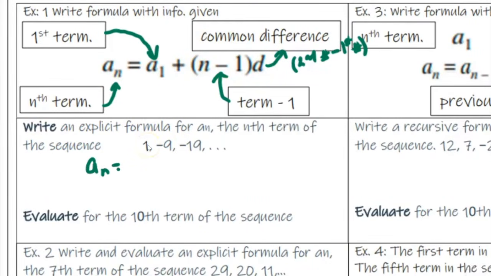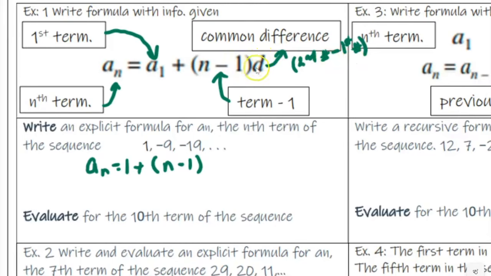a sub n equals, because I'm following the formula, a sub 1. So remember, what is a sub 1? The first term. Looking at this pattern, which one is the first term? Again, pause the video and try it. Okay, you should have said 1. So the first term is 1. And then we're going to say a plus sign, so go ahead and put a plus sign. Open up a parentheses. Then you have n minus 1. Now, they did not tell us what n is equal to. They did not say the term number. So we're going to leave that as n minus 1.